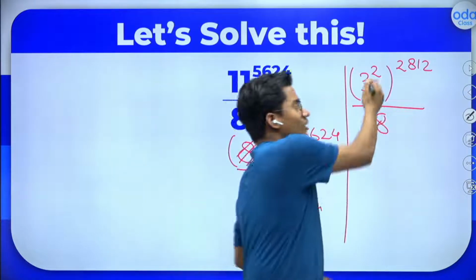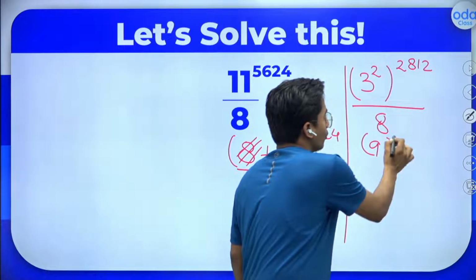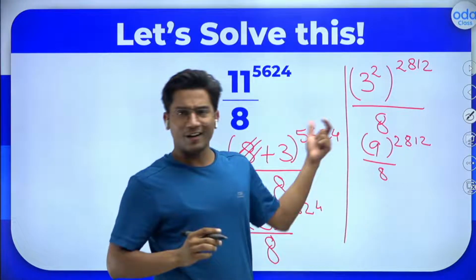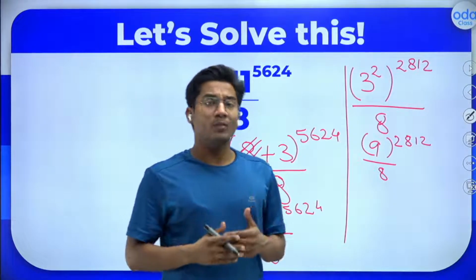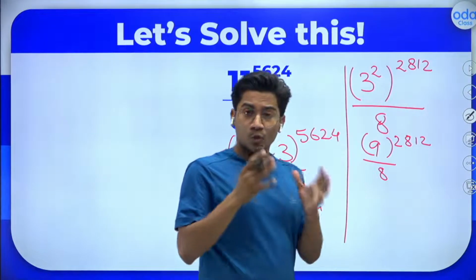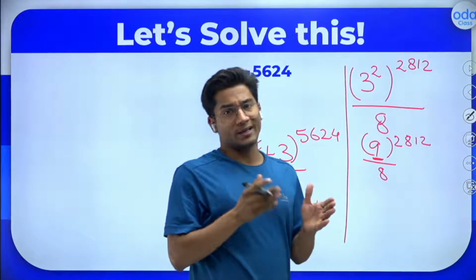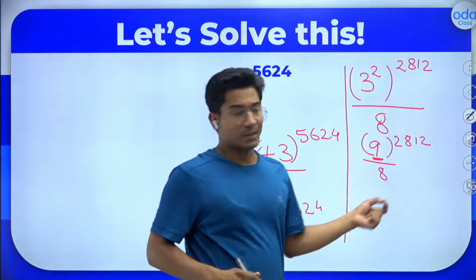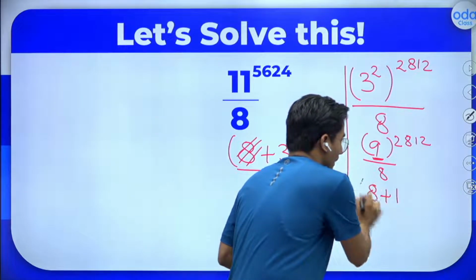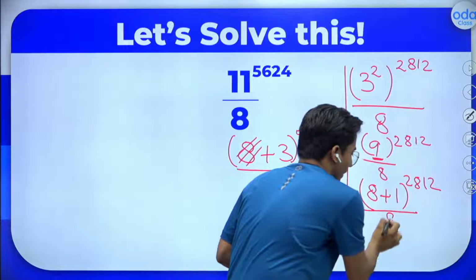Now here, this is 3 exponent 2, right? So 3 exponent 2 is 9, exponent 2812, divided by 8. So here again, do the same thing. Every time your target is to make sure that the numerator gives remainder as close to 1 as possible, right? So you have to do it every time. So here we can write 9 again as 8 plus 1 exponent 2812, then again divided by 8.